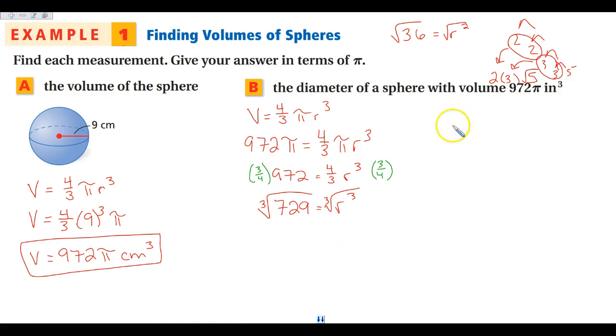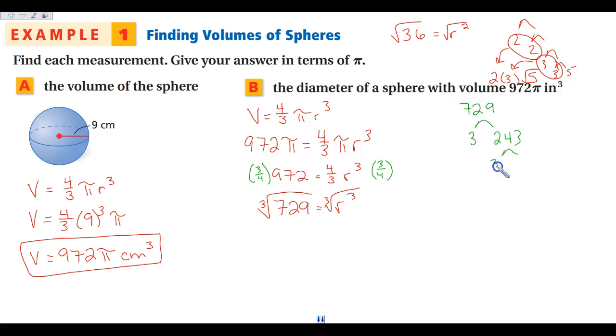So when I look at 729, and you're not going to really have to factor tree all that often, I'm just showing you why it works. Okay, 729 is 3 times 243.